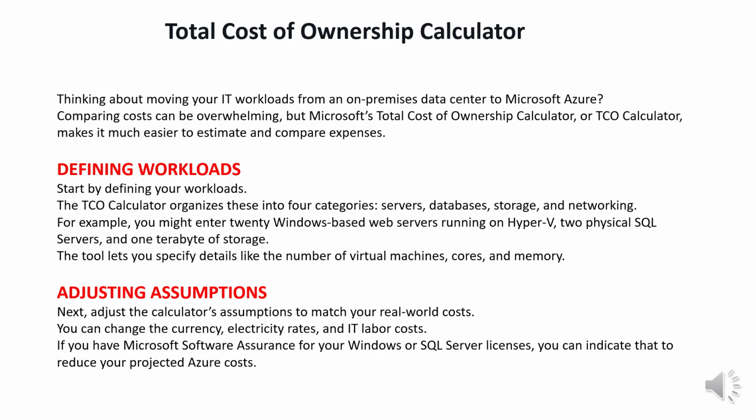Defining workloads. Start by defining your workloads. The TCO calculator organizes these into 4 categories: servers, databases, storage, and networking. For example, you might enter 20 Windows-based web servers running on Hyper-V, 2 physical SQL servers, and 1 terabyte of storage. The tool lets you specify details like the number of virtual machines, cores, and memory.